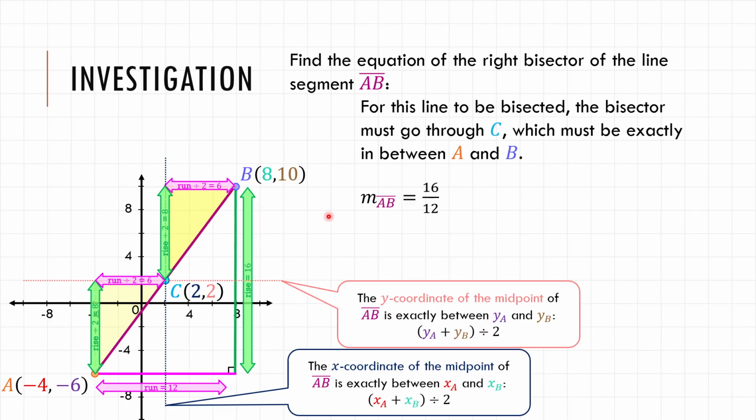The last thing to note before we move on is the slope of the line segment AB is up by 16, that's the rise, and the run is 12.